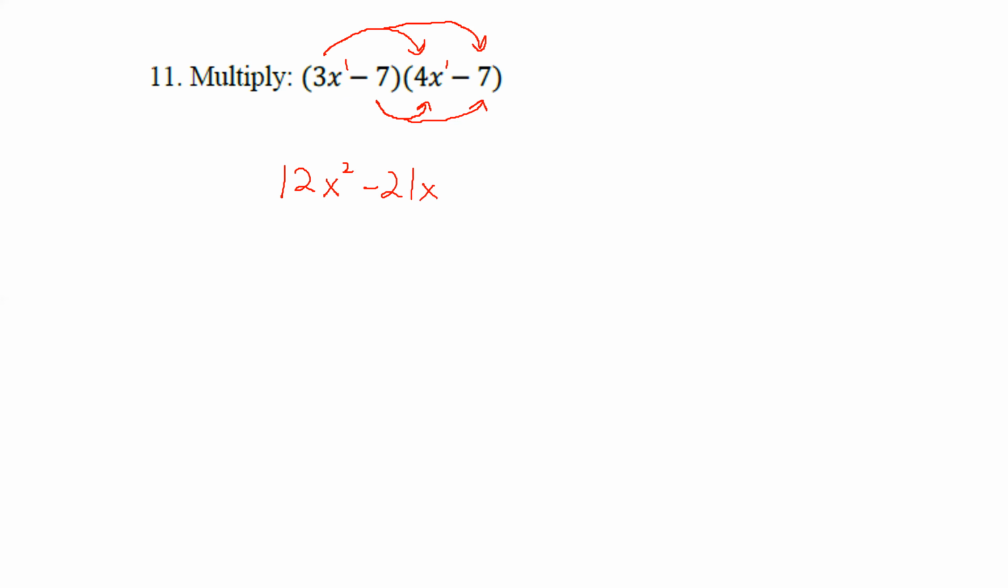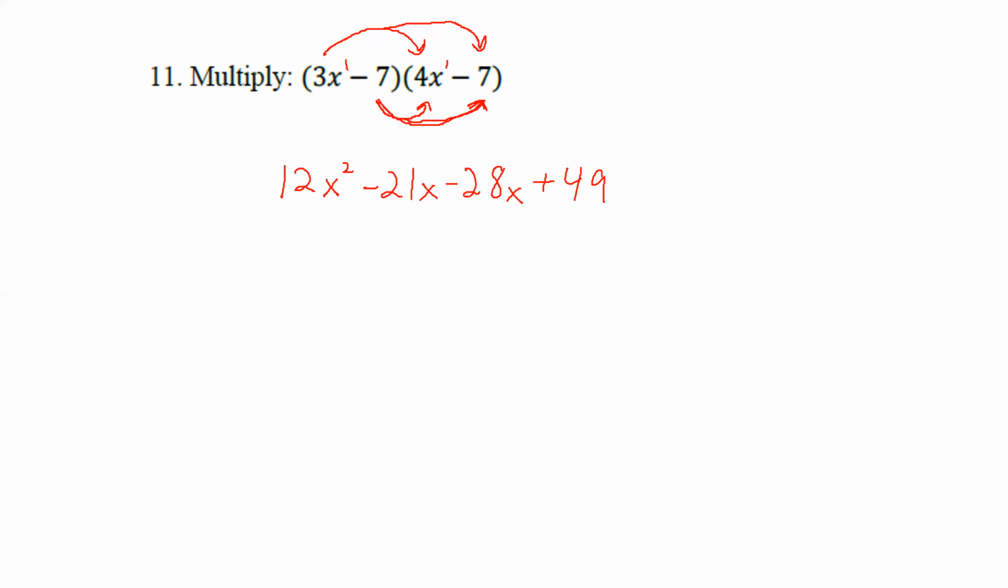Now in the middle, we have -7 and 4x. -7 and 4, well, that gives us a negative, and it's going to be -28. And we have the x value from that second term. Then we have the -7 and the -7. Well, 2 negatives when multiplied make a positive, and 7 times 7 is 49. So now we have 4 terms.